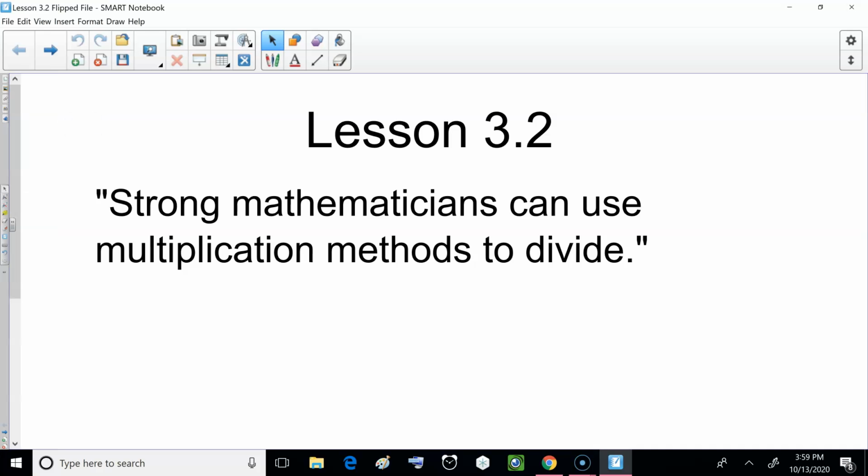So, welcome class, lesson 3-2. Strong mathematicians can use multiplication methods to divide. So you can grab out your notebook, pencil, put down today's date, and let's get started.